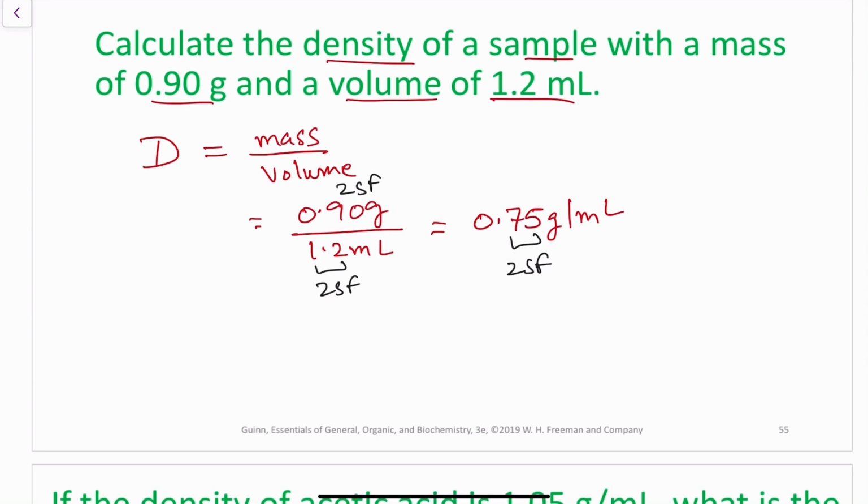So this is how you normally solve the problem for the density, right? You just divide it and make sure you write the unit along with it, grams per mL.